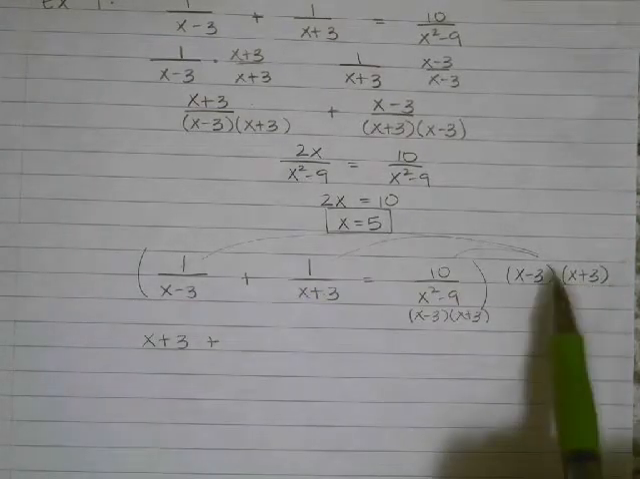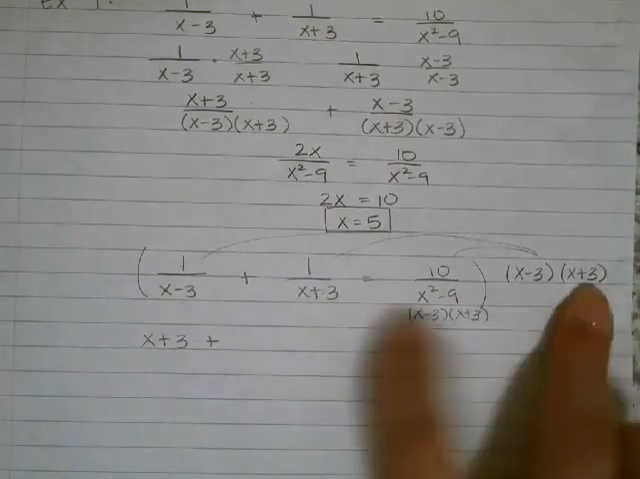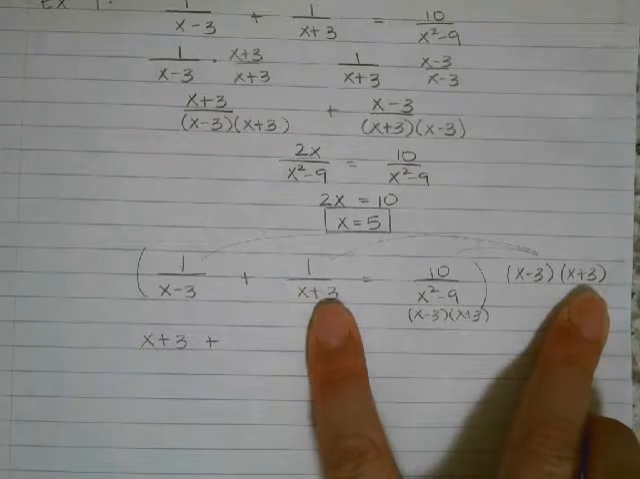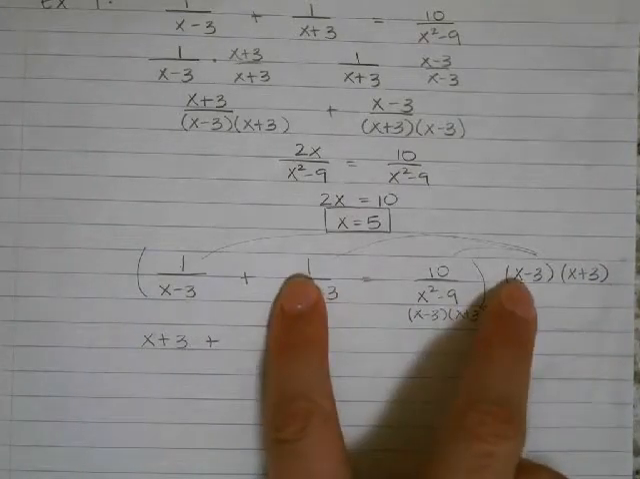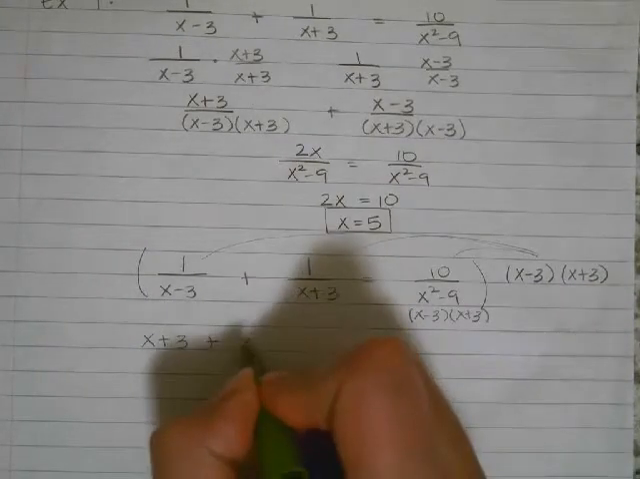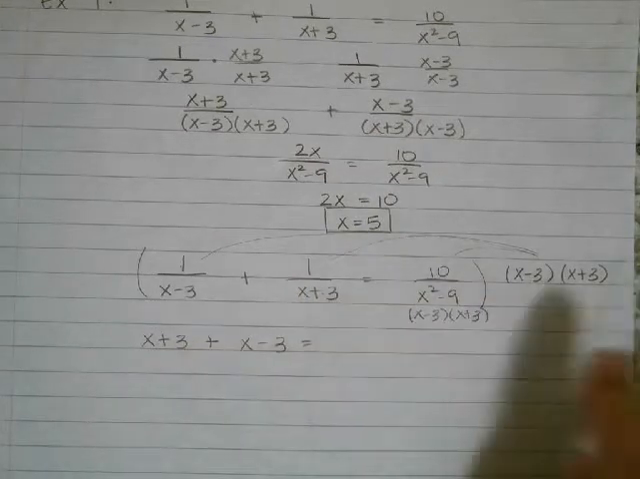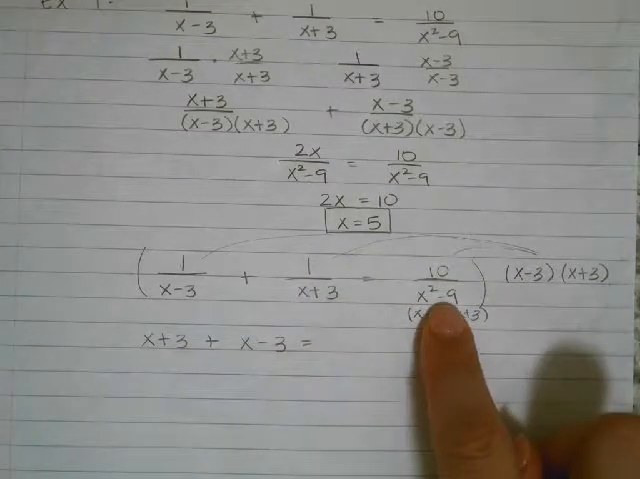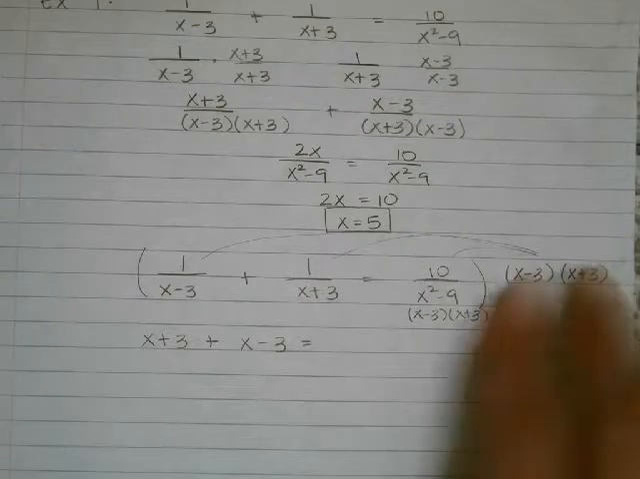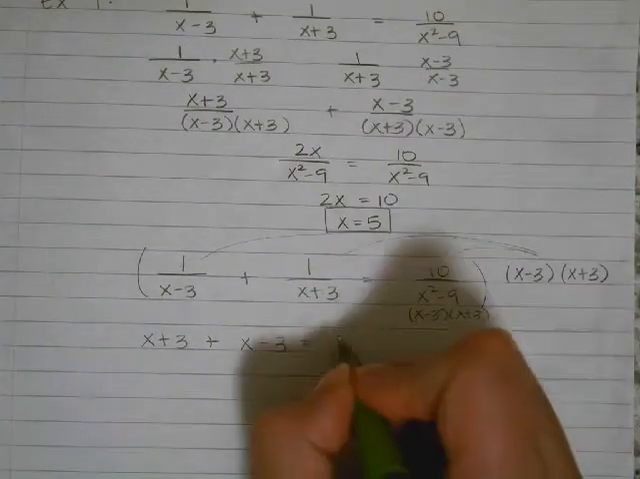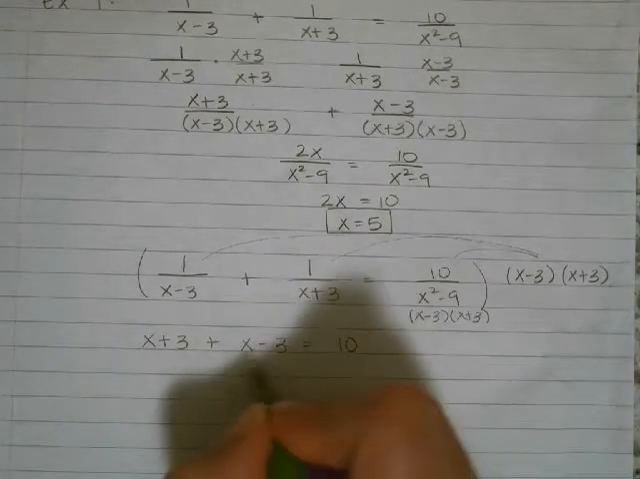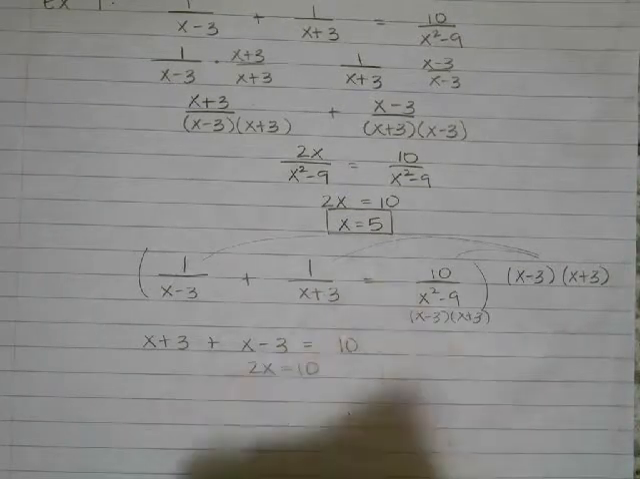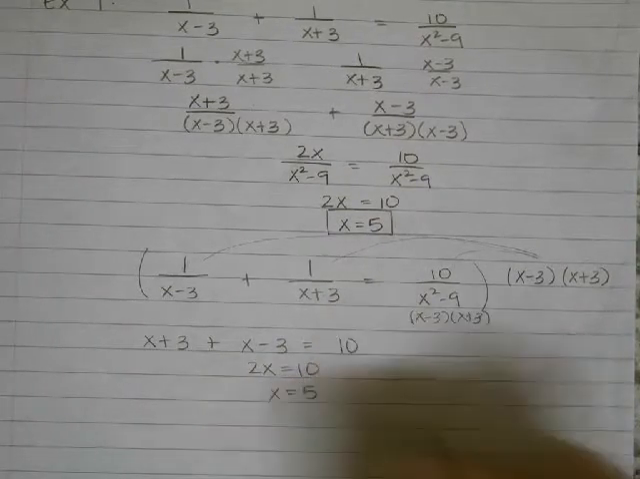When I multiply these two by this one, the x plus 3 and the x plus 3 cancel, and I'm left with the 1 times x minus 3. And then when these two multiply by this last term, both of those would cancel with the denominator. This equals 10. And then I would get 2x equals 10, and then I would get x equals 5.